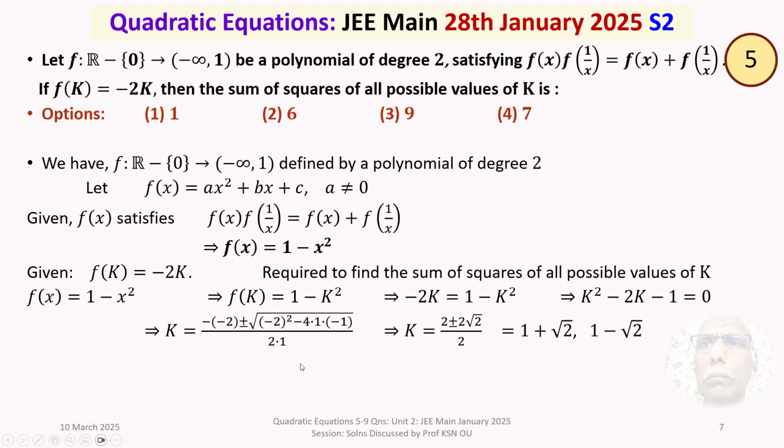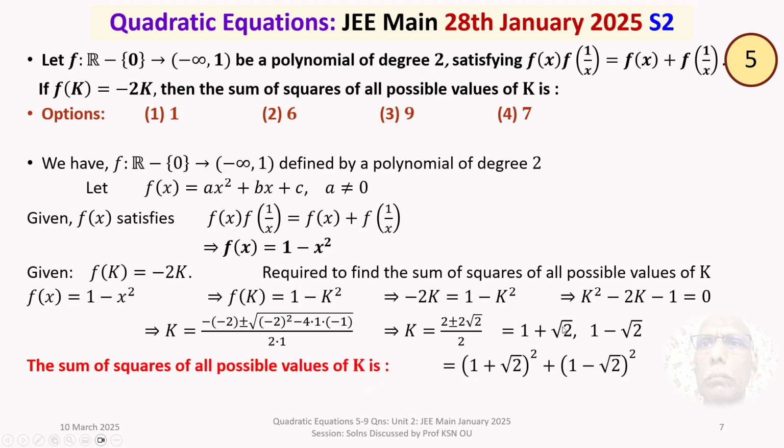And substitute the values. Simplify, you will get the k values are 1 plus root 2 and 1 minus root 2. And the sum of the squares of all possible values of k is 1 plus root 2 whole square plus 1 minus root 2 whole square. This is a plus b whole square plus a minus b whole square, which is 2 times in brackets a square plus b square. That is 2 times in brackets 1 square plus root 2 square. That is 2 times in brackets 1 plus 2. That is 2 times 3. That is equal to 6.